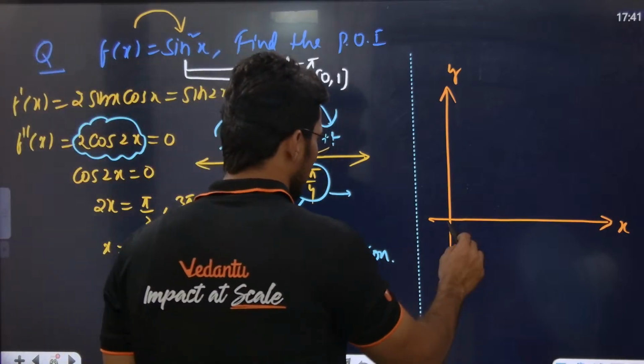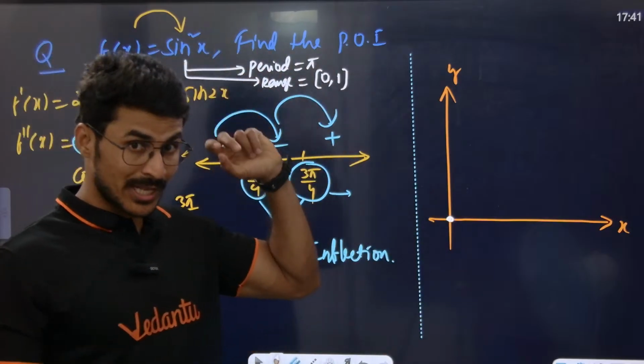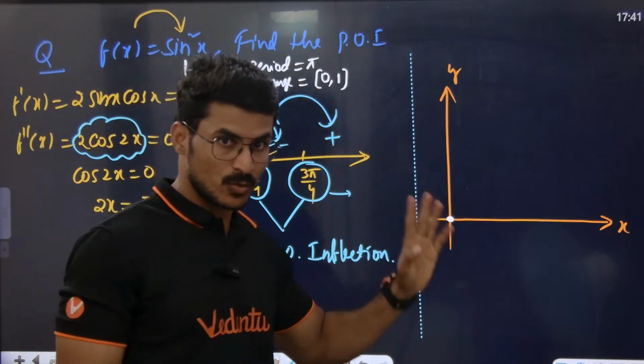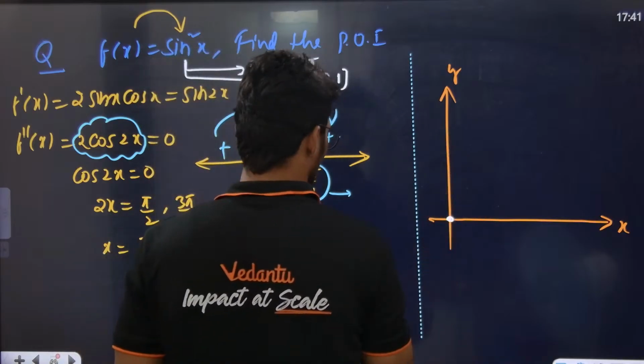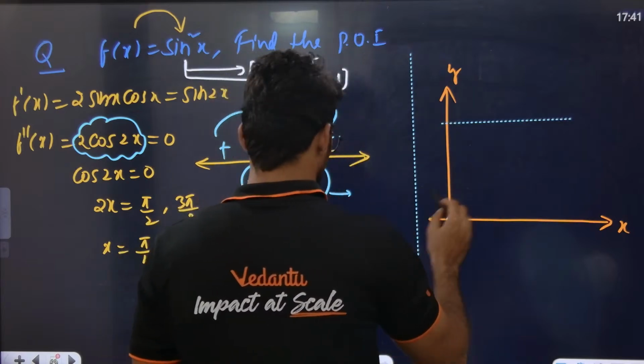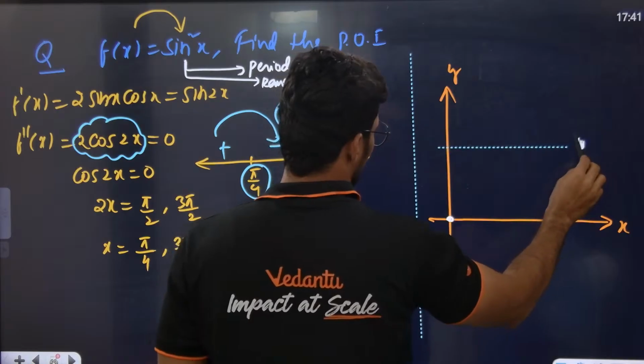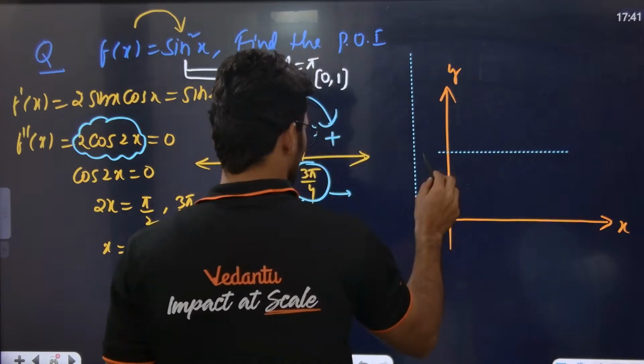So the graph will start from here. Minimum value 0. This graph of sin square x will start from 0. Okay? Maximum it will go to 1. It will not go beyond 1. Maximum it will be 1.